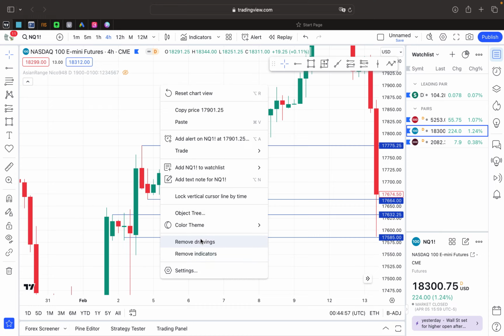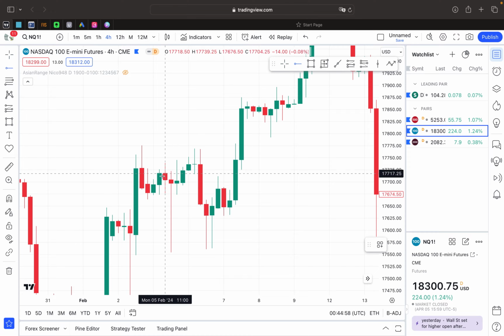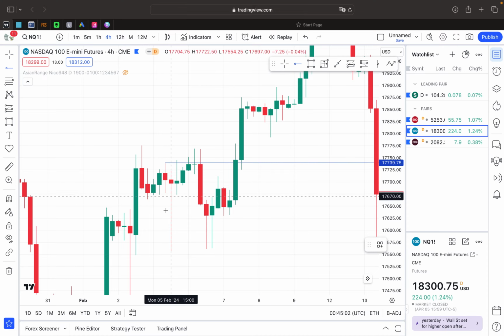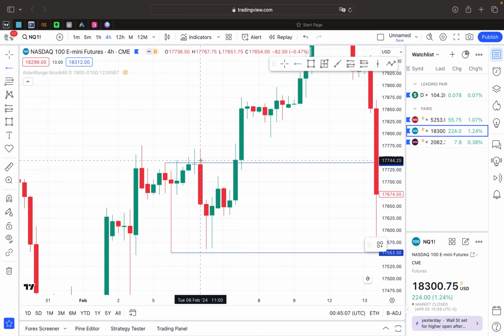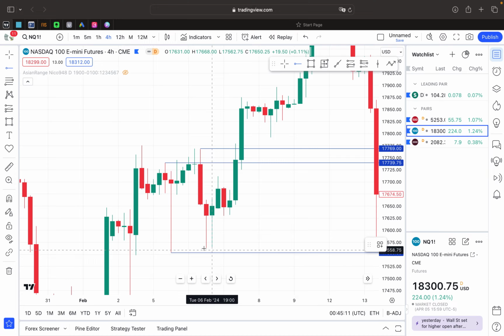Green, red highs point. Red, green lows point. Green, red highs point. Red, green lows point.